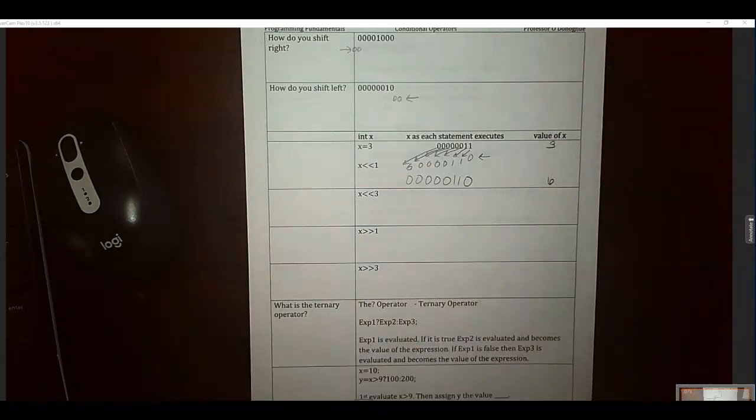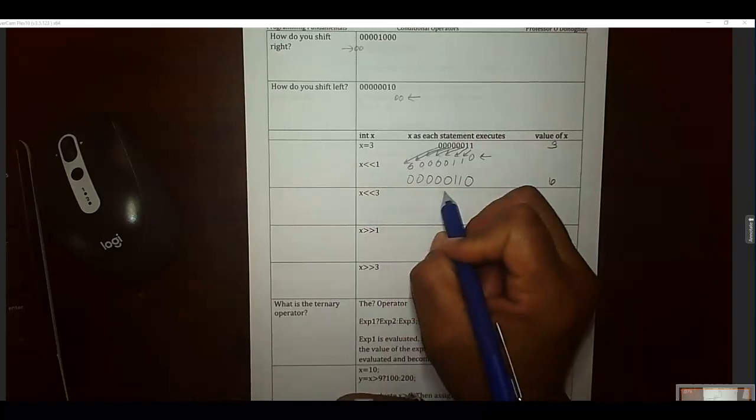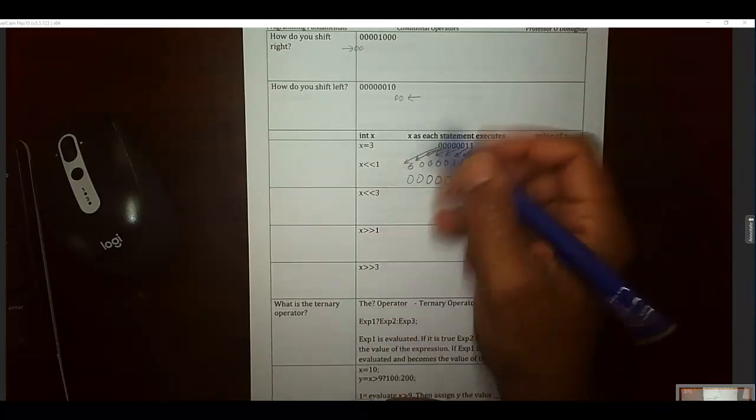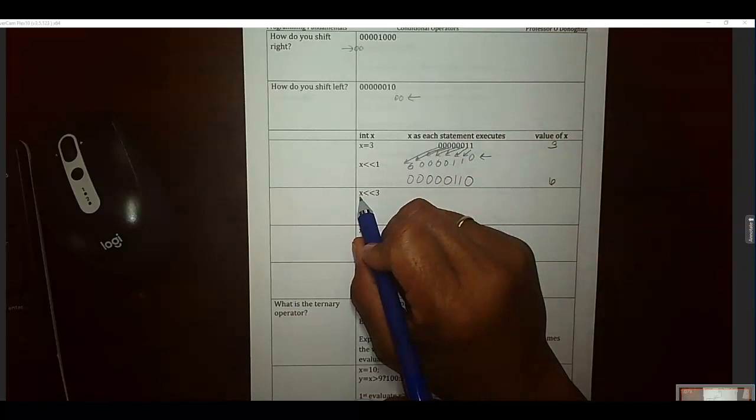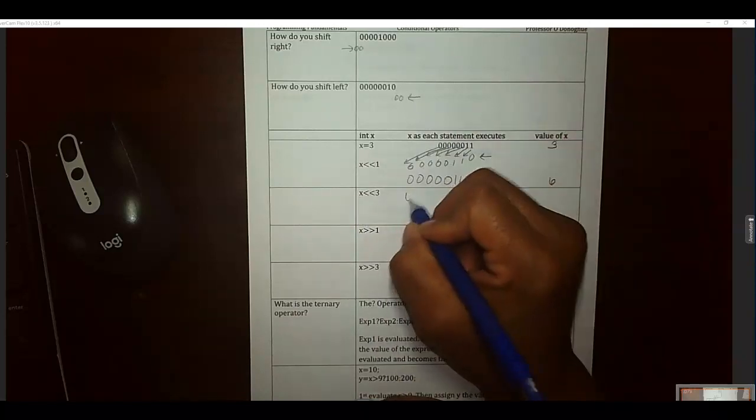So what you'll find is if you shift the number to the left by 1, you multiply it by 2. This is what is used in the arithmetic logic unit in your CPU in order to do multiplication and division, because if you shift to the right, that becomes division. All right, so let's take this number and shift it to the left 3 times. So we're going to put the number here.